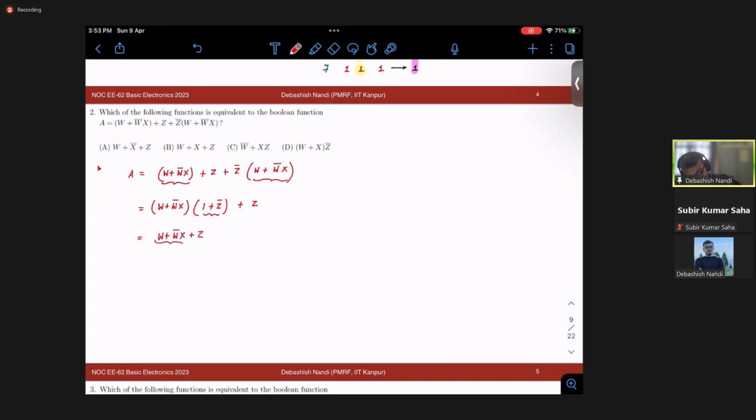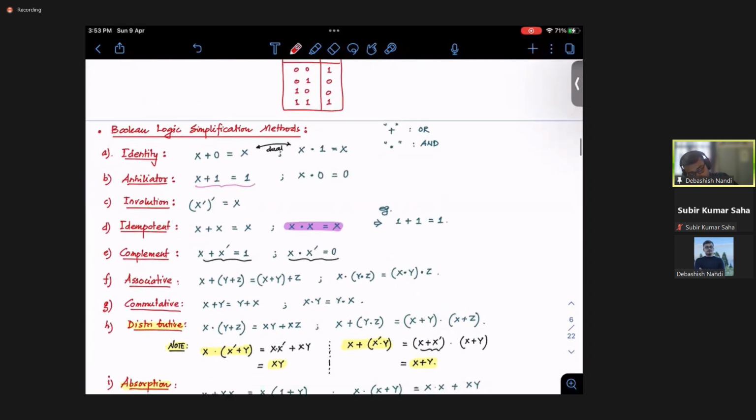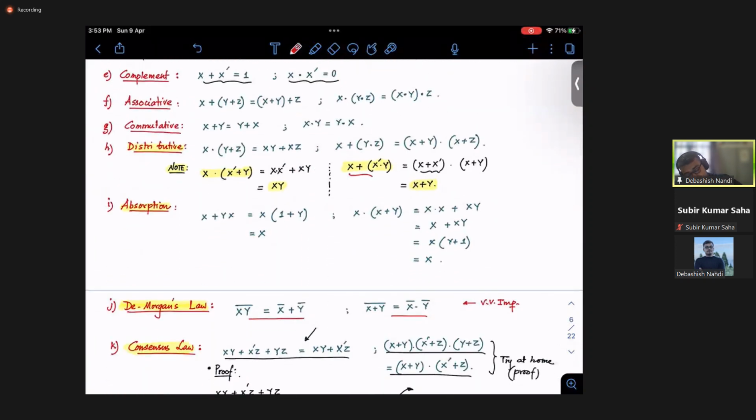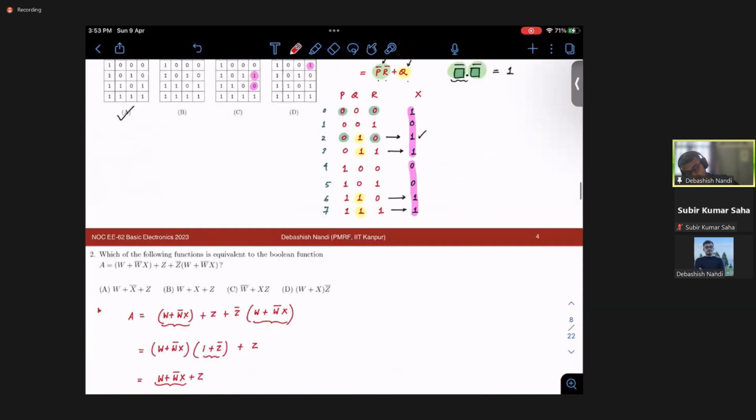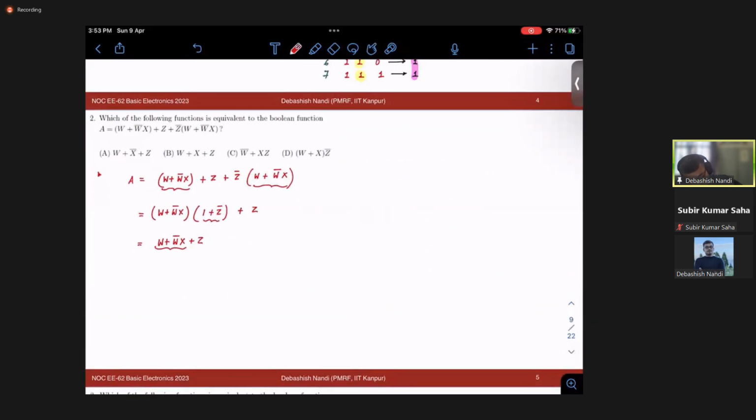Now, do you know any kind of thing which can simplify this? Yes, we know. We have already covered this thing. This is the thing, right? X plus X prime Y is nothing but X plus Y. So similarly, can we do like this? This is nothing but your, let me do it again, break it down and do it for you. This is the stuff, right? And what property did I use here? I use here the distributive property.